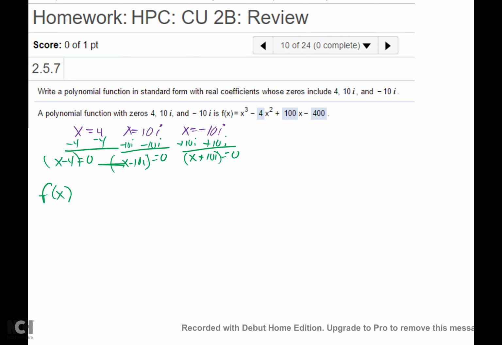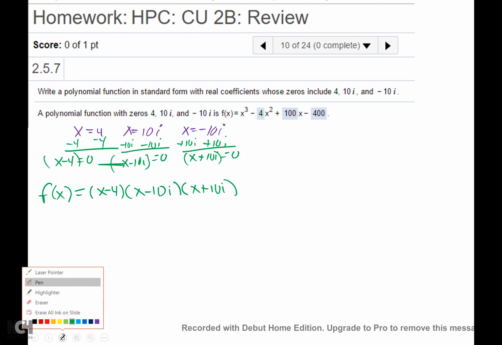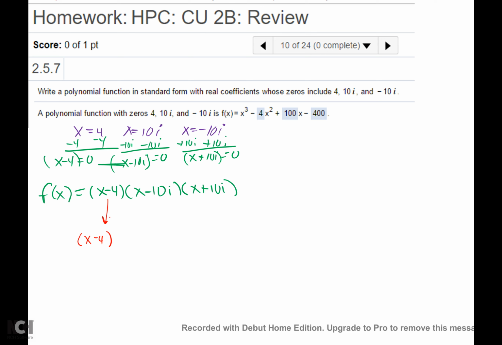My function will be in factored form, x minus 4 times x minus 10i times x plus 10i. Now, you can multiply in any order you want to. If I have conjugates, I always multiply my conjugates together first because they eliminate i's and it becomes much simpler. So I'm going to drop this one for now and I'll multiply by it later.